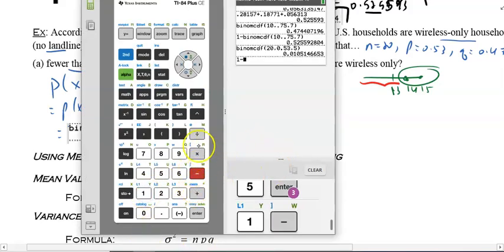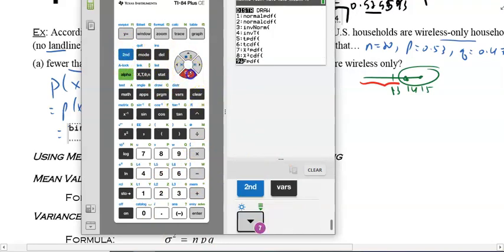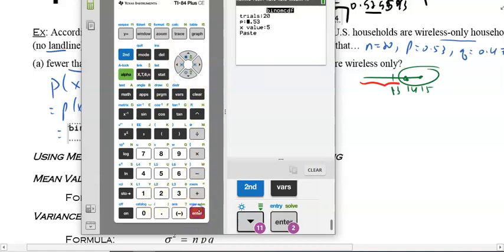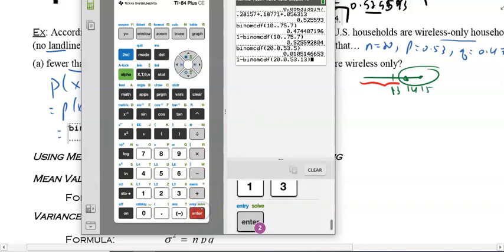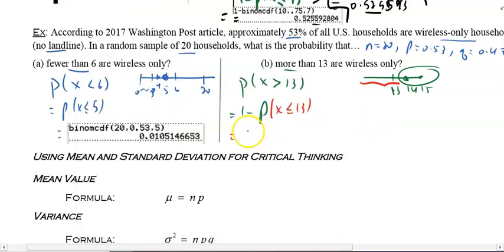1 minus, distribution. I suggest you do that as many times as it takes on the homework until you get the hang of this. This is the same, this is the same. I just need that to be 13. Paste, tell me what the answer is. There it is, done deal.